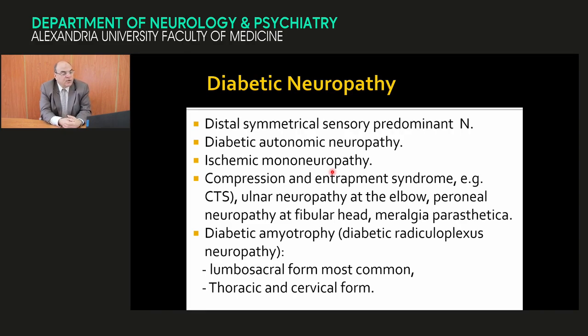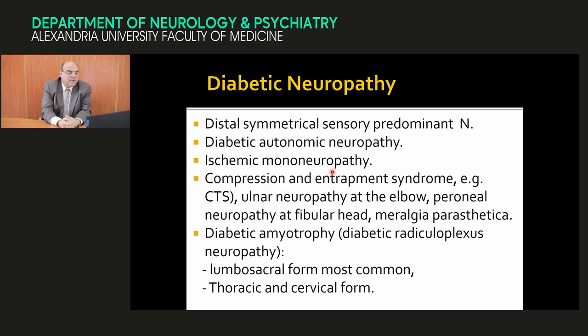The third is diabetic autonomic neuropathy. Patients with long-standing diabetes mellitus may have postural hypotension, may have GIT disturbance, may have decreased sexual potency or impotence, or sphincteric disturbance. Another pattern of involvement of the peripheral nervous system is compression and entrapment syndrome.